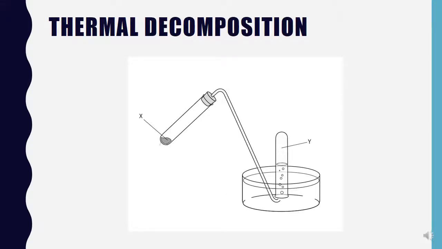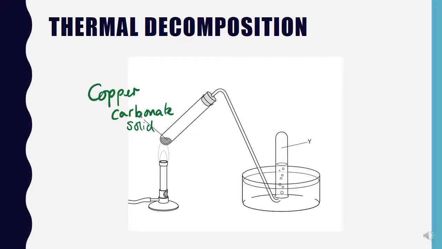During a thermal decomposition reaction, thermal means heat and decomposition means breakdown. A compound can be broken down by heat to form two new products. So in this example of a thermal decomposition reaction, copper carbonate is a solid which is heated. Copper carbonate contains copper, carbon and oxygen atoms. If I apply heat, then it will start to break down.